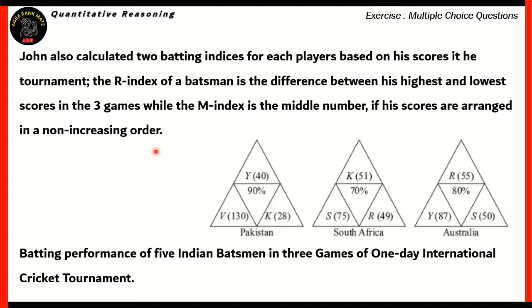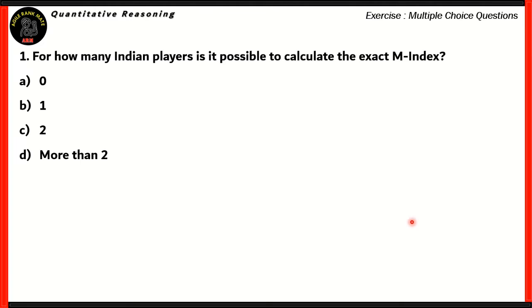Now, John also calculated 2 batting indices for each player based on his scores in the tournament. The R index of the batsman is the difference between his highest and lowest scores in the 3 games, while the M index is the middle number if his scores are arranged in non-increasing order. Over here, we see the same graph of the batting performance of the 5 Indian batsmen. Now let's look at the questions, shall we?